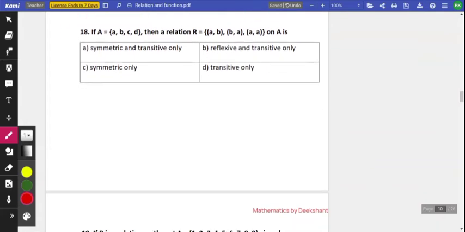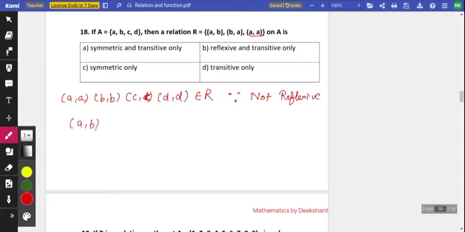Again, you have to check whether the given relation is reflexive, symmetric, or transitive. For the given relation to be reflexive, A comma A, B comma B, C comma C, and D comma D must belong to relation R, but only A comma A belongs to relation R, and B comma B, C comma C, and D comma D do not belong to relation R. Therefore, the given relation is not reflexive. For the given relation to be symmetric, if A comma B belongs to relation R, then B comma A also belongs to relation R. So the given relation is symmetric.